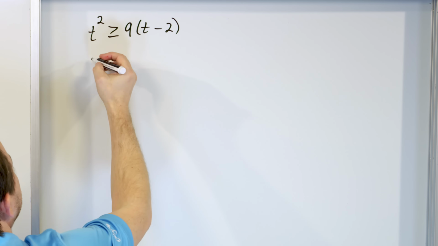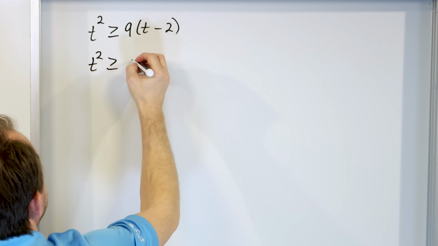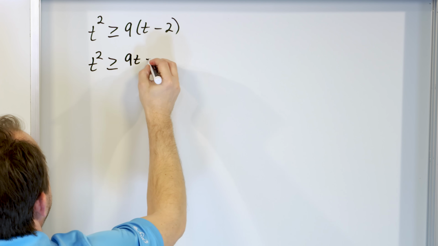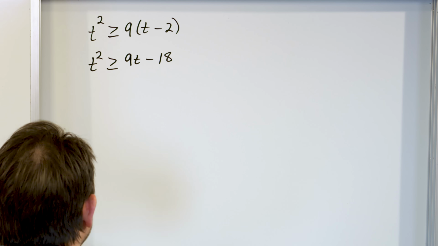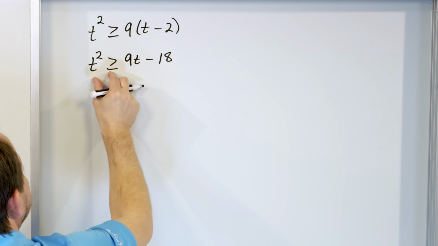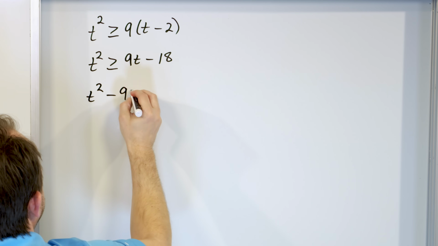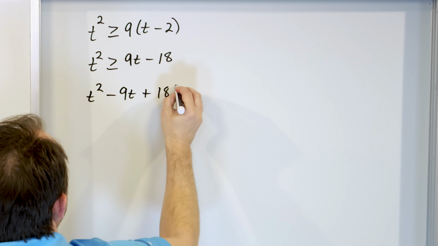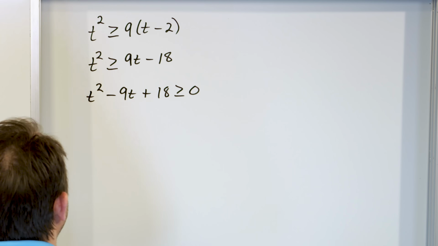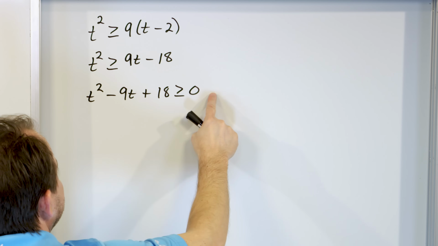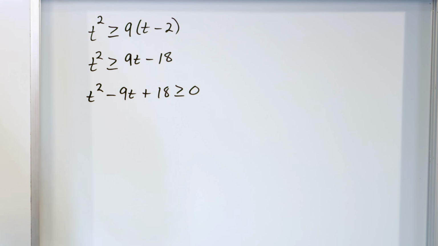The t squared is totally fine, so we'll just leave it there for now. But first, let's distribute the 9 in to give us 9t minus 18. Just distribute it into both terms. And then after that, let's go ahead and subtract the 9t and add 18. So what we'll get is t squared minus 9t plus 18 greater than or equal to 0. Notice we have an equal sign now under the inequality. So we subtract 9t, goes away here, and pops up here. We add 18 and it pops up over there.